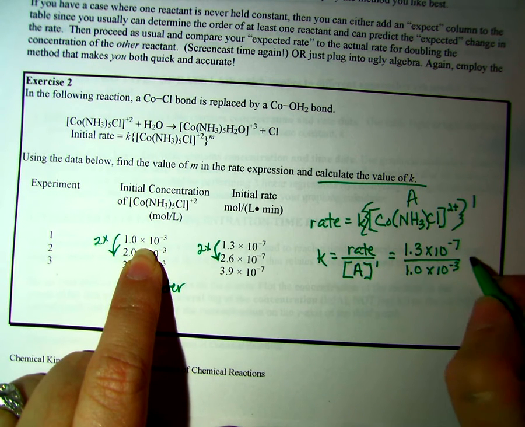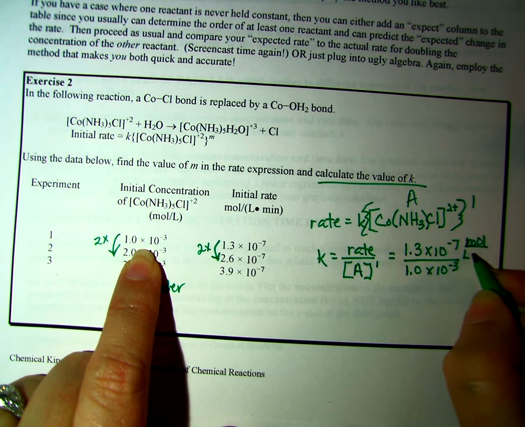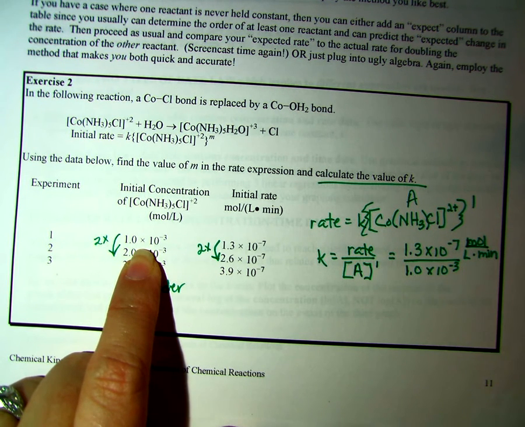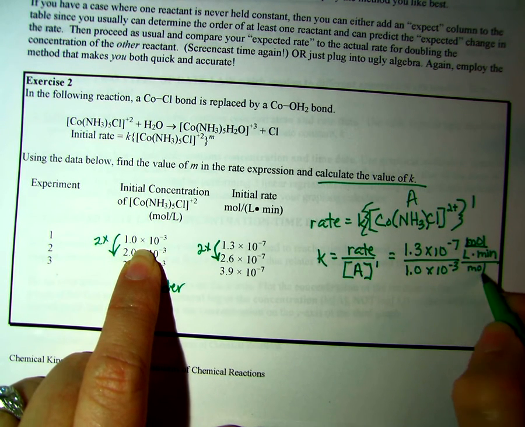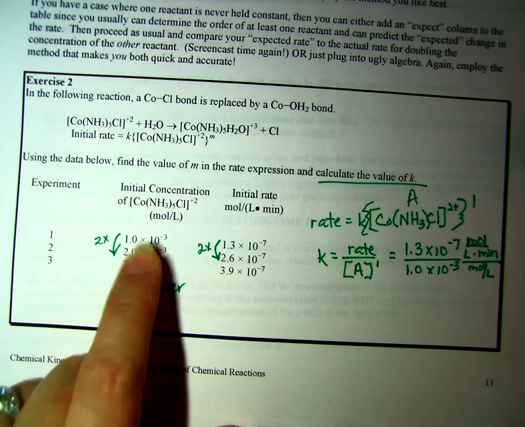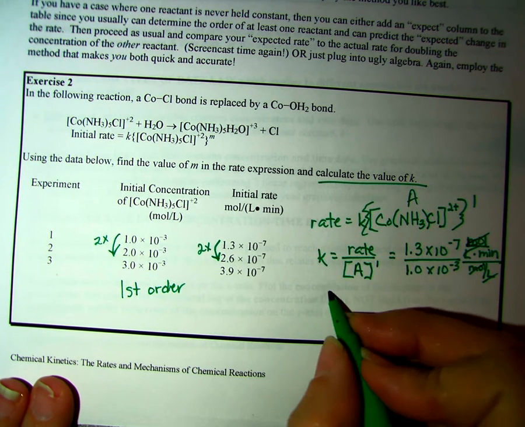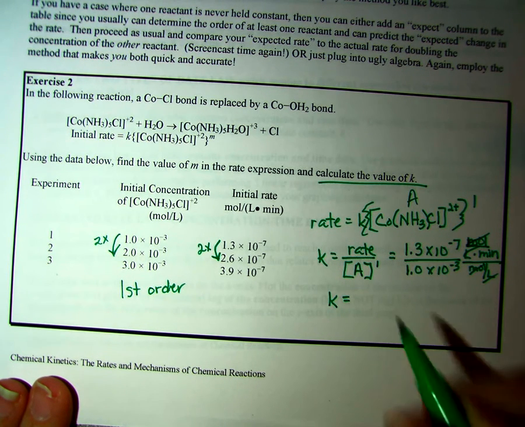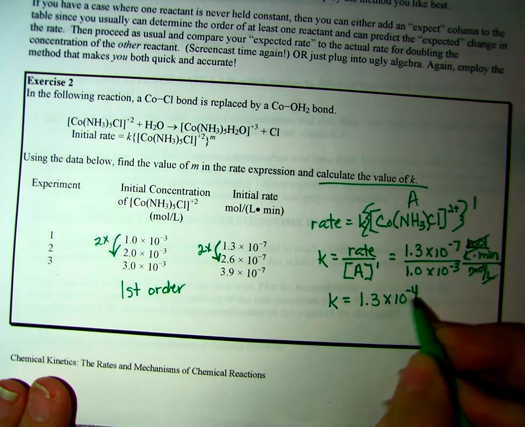And you do need to be careful about your units, because this is moles per liter times minute this time. So your time is going to change a lot. Divided by moles per liter. So moles per liter cancel. You're left with minutes. When you work that out, you should get 1.3 times 10 to the minus 4th per minute.